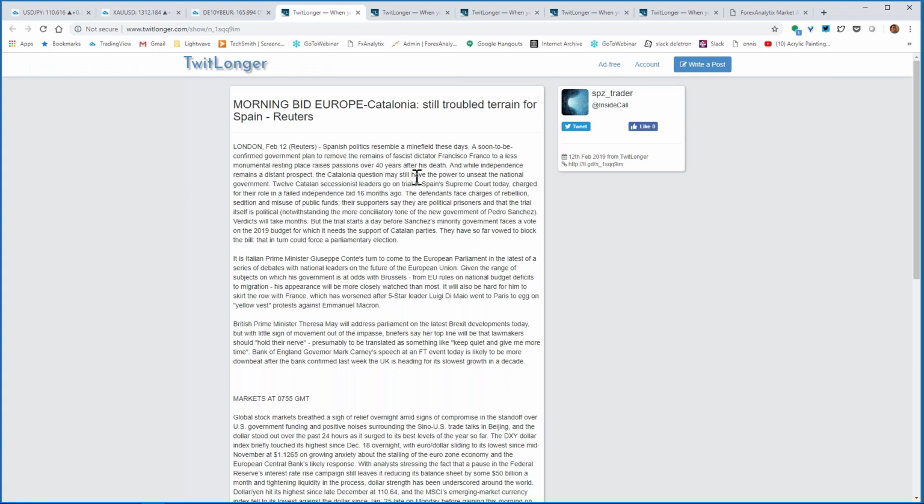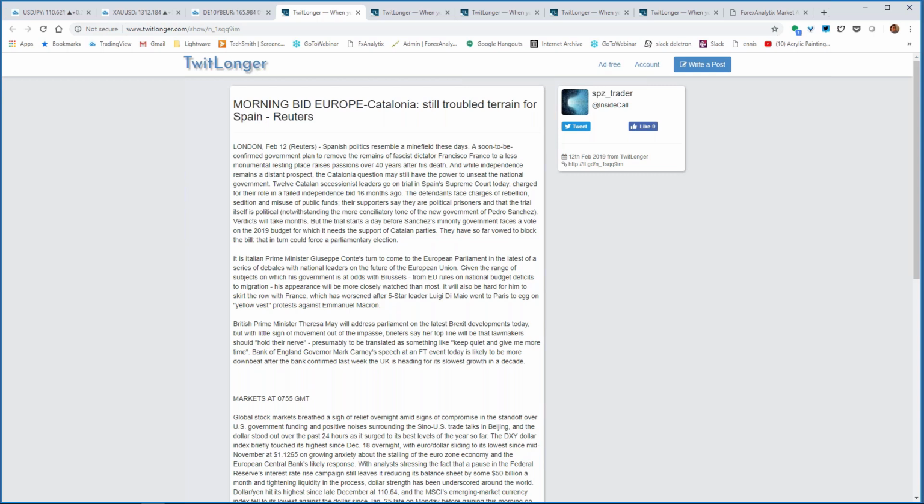Spanish politics resemble a minefield these days as the soon-to-be confirmed government plans to remove the remains of fascist dictator Francisco Franco to a less monumental resting place, which raises passions over 40 years after his death. And while independence remains a distant prospect, the Catalonian question may still have the power to unseat the national government.